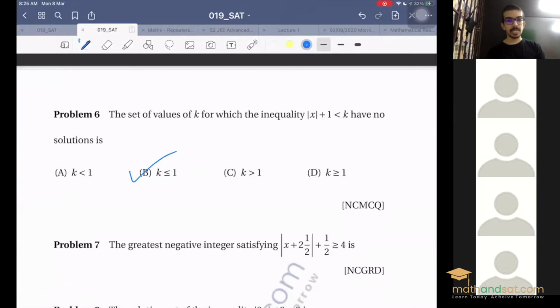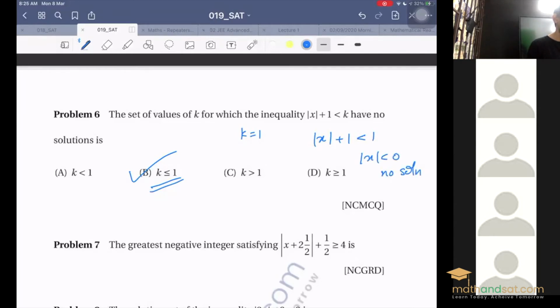Now, you can verify the answer. How? Put some number satisfied by this condition. Say, for example, k equal to 1. If I have k equal to 1, mod x plus 1 less than 1, mod x less than 0, yeah, no solution. Now put k equal to 2, mod x plus 1 less than 2, mod x less than minus 1. Again, no solution. Got the idea?